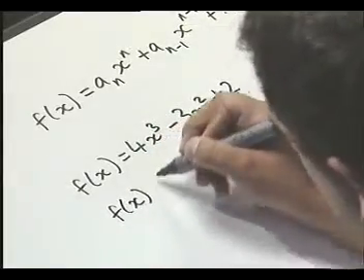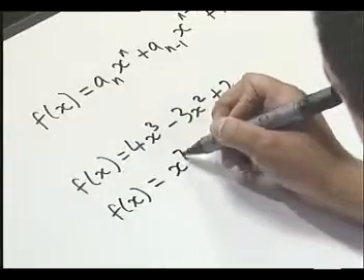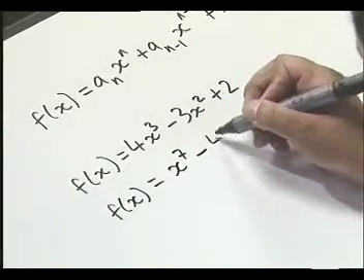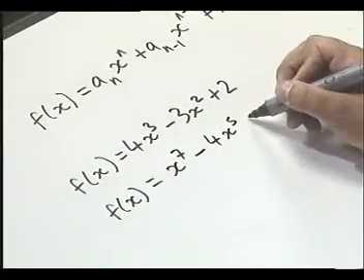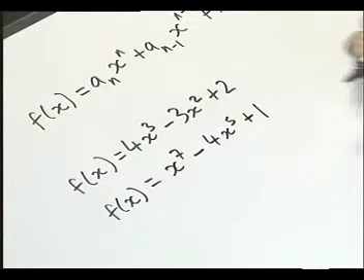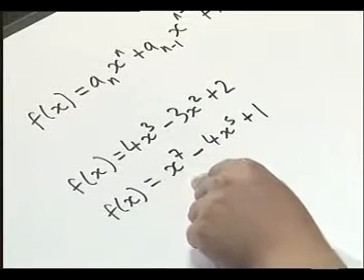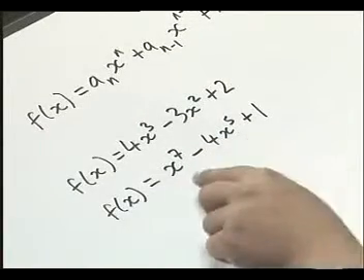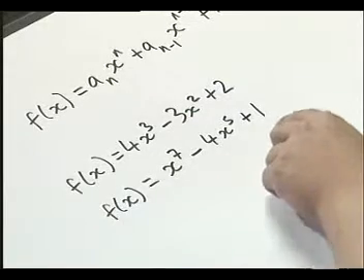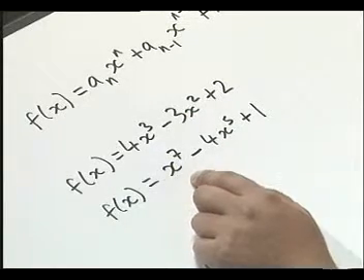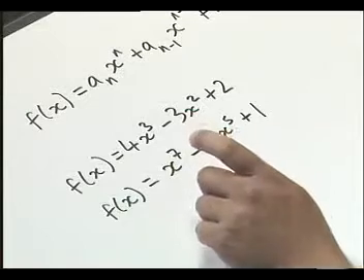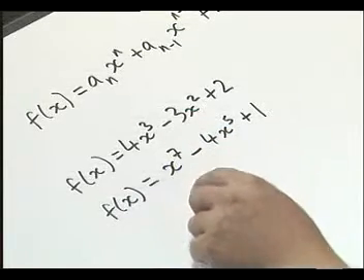Let's suppose we had f(x) equals x to the power 7 minus 4x to the power 5 plus 1. This is a polynomial of degree 7, since the highest power of x is a 7. An important thing to notice here is that you don't need every single power of x all the way up to 7.